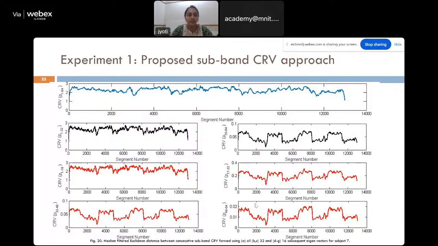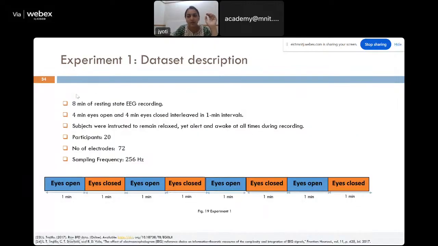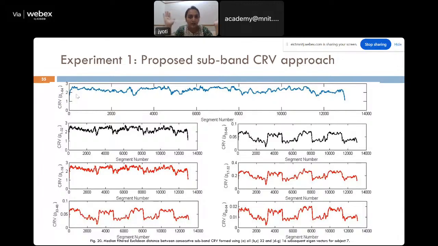So basically, the first figure, which is in blue here. What we have done so far, we have taken EEG data for an experiment in which 1 minute eyes were open, 1 minute eyes were closed, and we have divided it into different segments. For each segment, we have found subband CRV, which is basically a feature vector for that particular frame. And now, between consecutive frames, we are finding the Euclidean distance between subband CRVs, or our feature vectors. So we are just finding the distance.